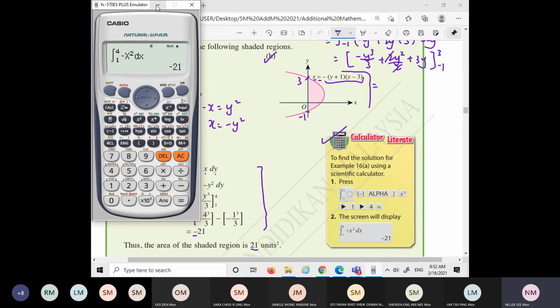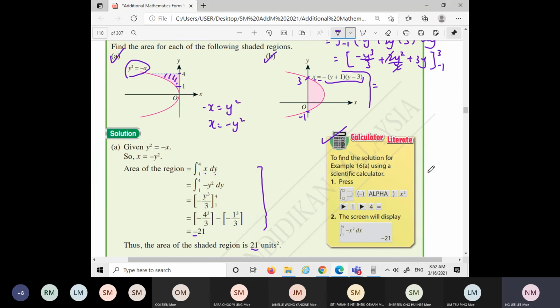So this is for the calculator. What's the time now? 52 already. I have 8 more minutes. I can show you one more example, then I will stop.